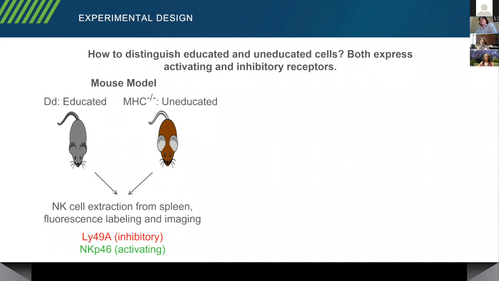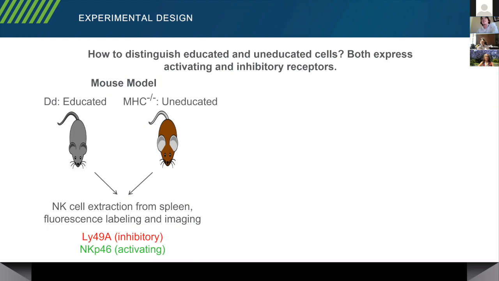So how can we distinguish those educated from uneducated cells? Well, you might imagine that there must be some kind of specific difference on the molecular level, which is true in a way, but these differences can be really subtle and can be very hard to actually label or target or examine in a cellular environment. Because in general, both, doesn't matter if it's educated or uneducated, they both express activating and inhibitory receptors, just not the very correct ones in terms of the uneducated cells.